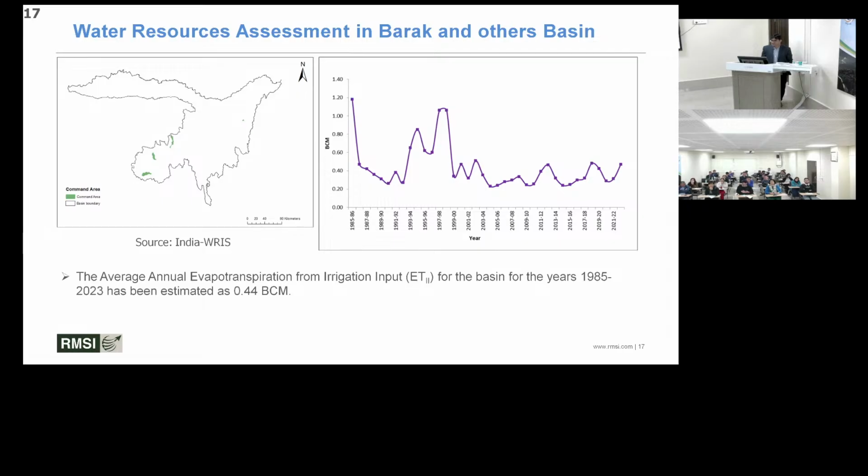This is the 1991 annual value. This is the annual average, an average of 30 years, 35 years.